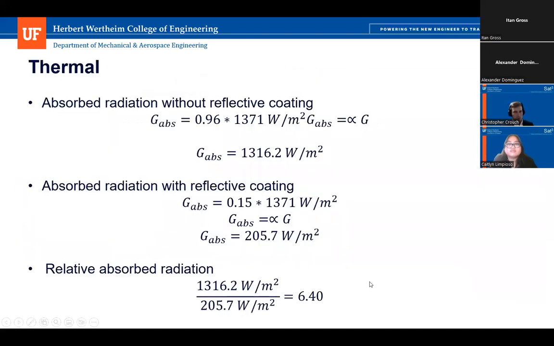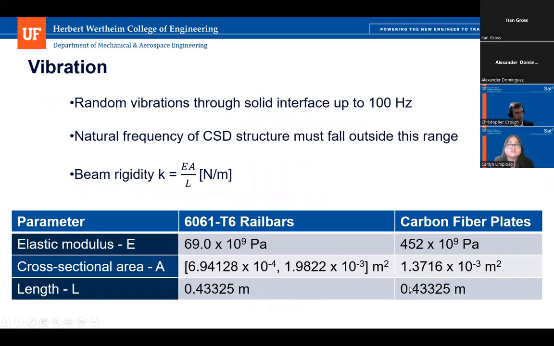In order to perform thermal analyses on our CSD, we compare the expected absorbed solar radiation with and without the reflective coating we plan on using. The expected radiation absorption is a function of the solar absorbance of the surface that the radiation is incident on. Our radiation was roughly 1300 watts per meter squared without the coating and roughly 200 watts per meter squared with the coating. So we can see that the use of the coating results in an 84% reduction in heat transfer due to solar radiation. I'm going to hand things off to Tessa to talk about vibrations.